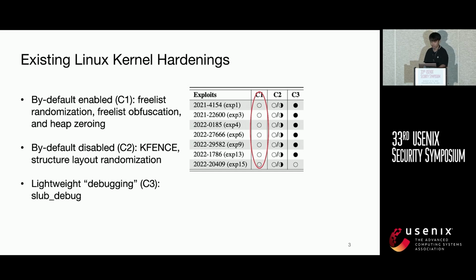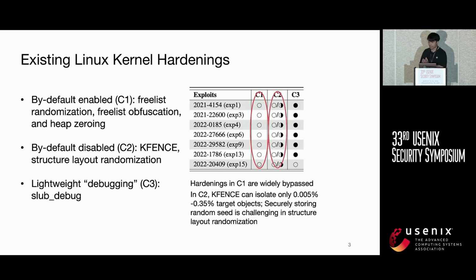For C1, the hardenings in C1 are widely bypassed. For C2, they can only protect a small portion of target objects, and securely storing random seed is challenging in structure layout randomization. For C3, it can prevent most exploits, but it fails when it faces the dirty cred attacks.